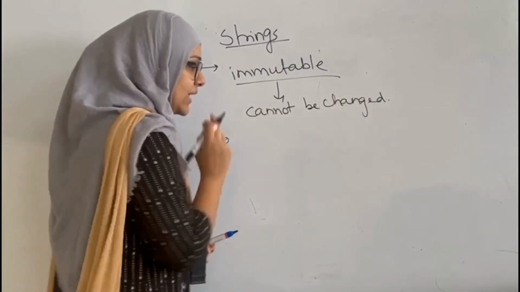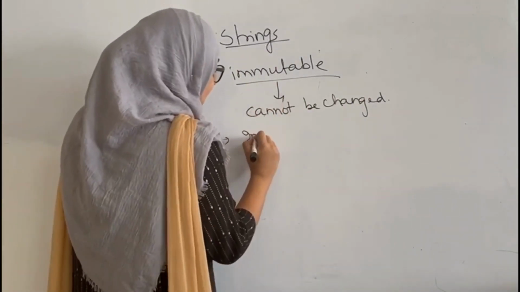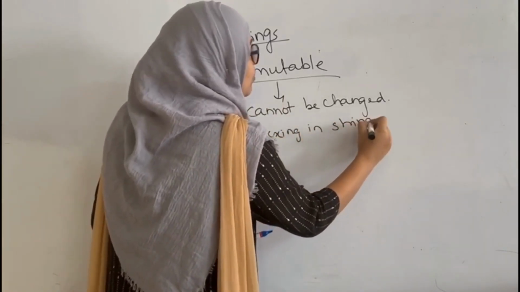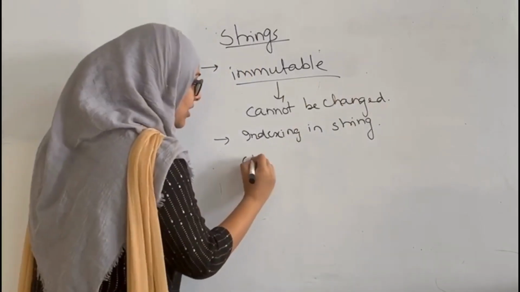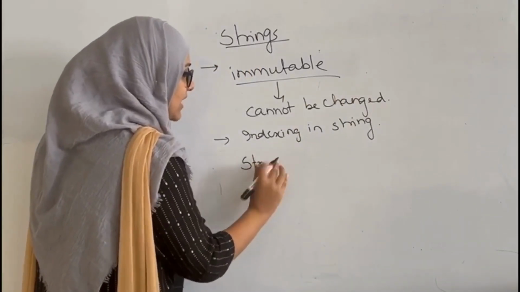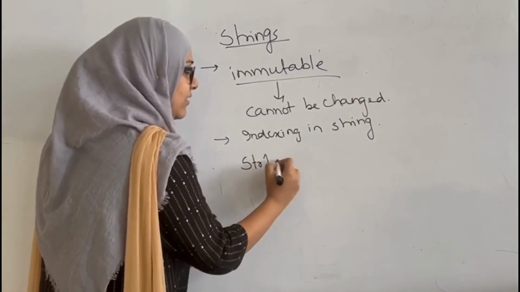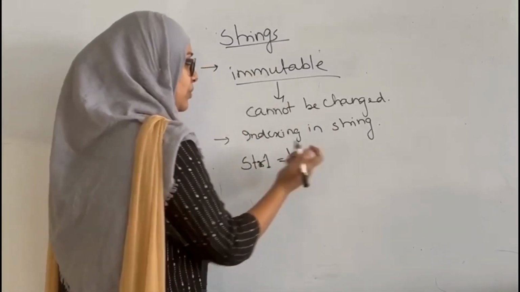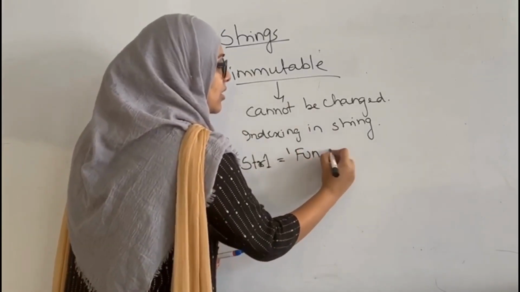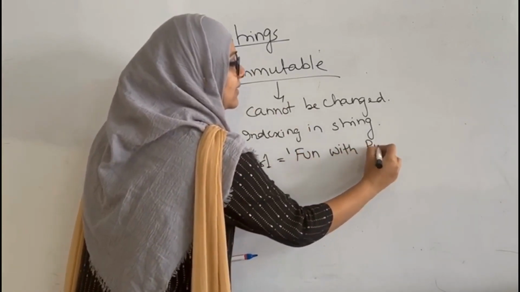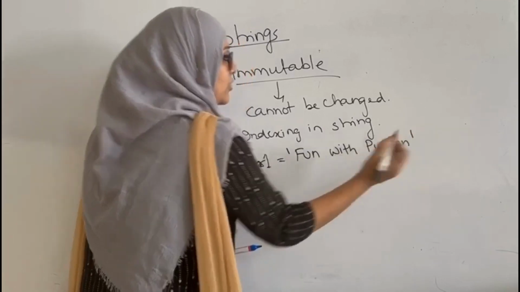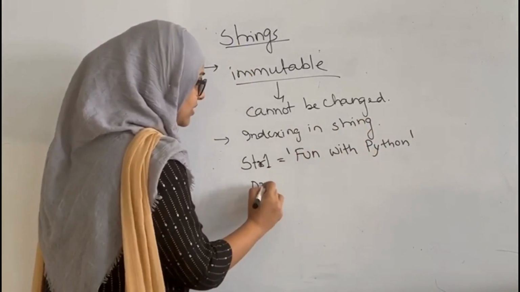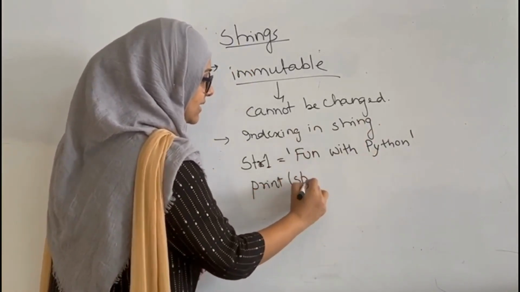Next important concept that we will see is indexing in string. Before going to indexing in string, let us first create a string. Suppose the name of the string is str1. We can use single quotes, double quotes, or triple quotes. So we'll write 'fun with Python'. That means we are creating a string whose value is fun with Python. Now just print this string, print str1.